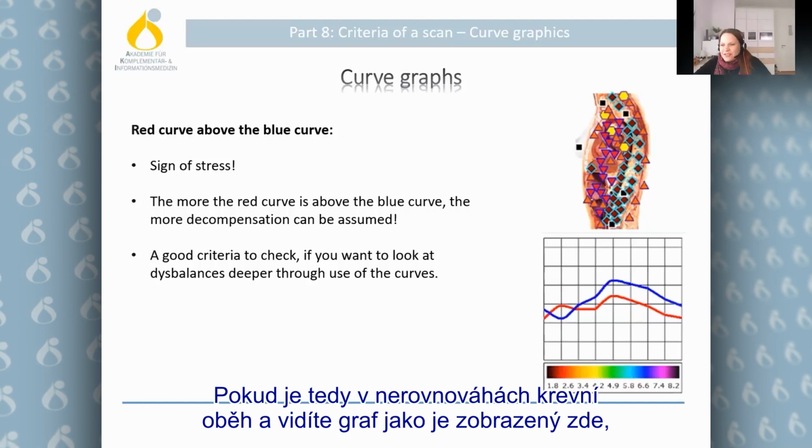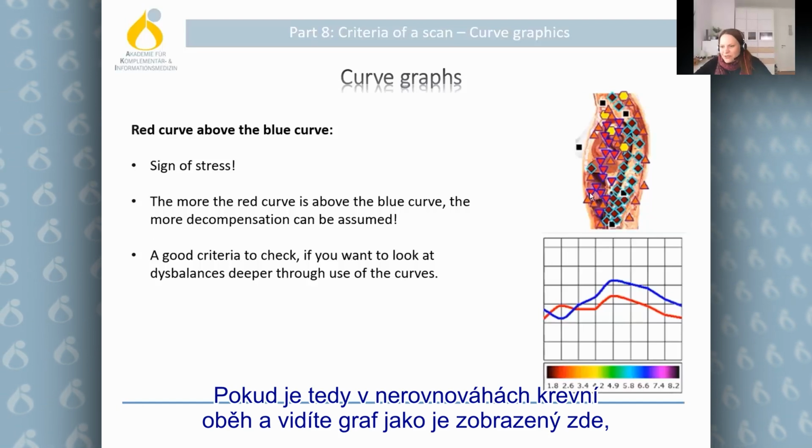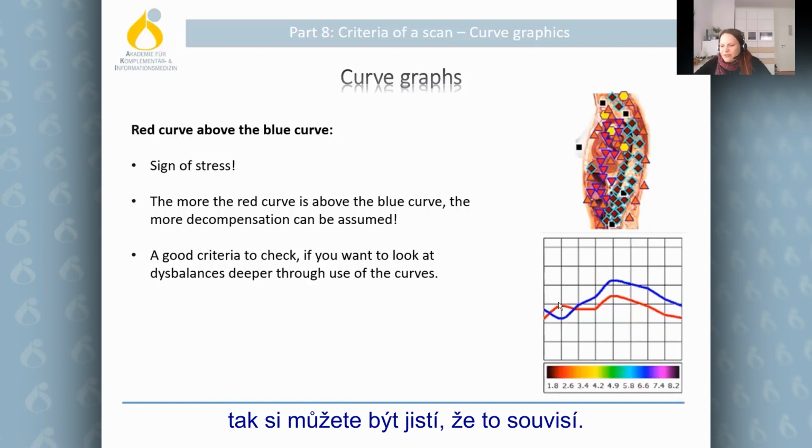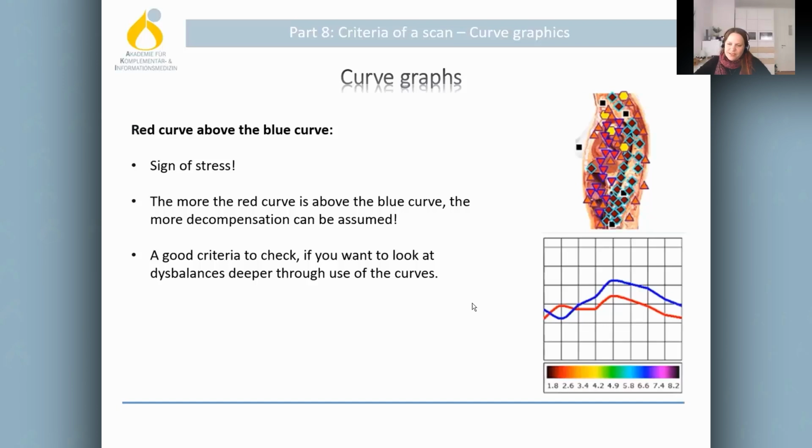So you have the blood circulation listed on the disbalances, and you see the graph like this, you know, okay, it fits to each other. Then you are safe and know that there's nothing to do.